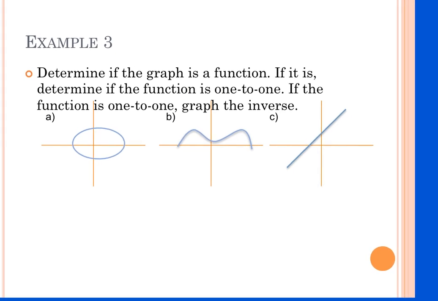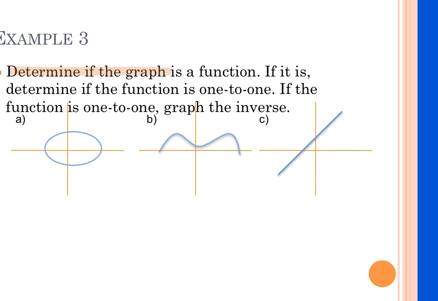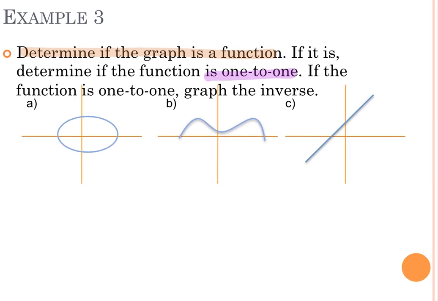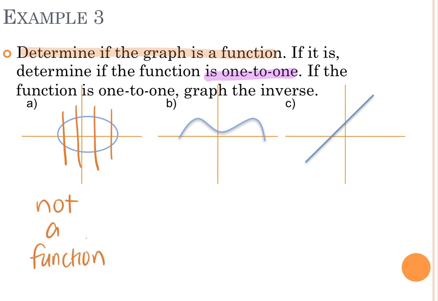All right, so example 3 just says determine if it's a function. So this is one step, because how do we test that out? The vertical line test. Then determine if it's one-to-one. And how do we test that out? Horizontal. So is A a function? No. Yay, you're done. Go to B. Is B a function? Yes, it passes the vertical line test. Then we go to one-to-one. Does it pass the horizontal line test? No, not one-to-one.